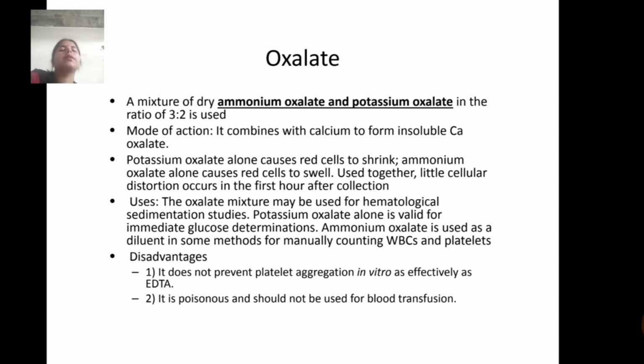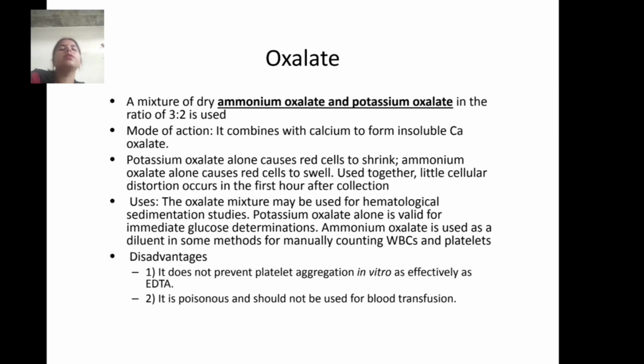Next is oxalate. A mixture of dry ammonium oxalate and potassium oxalate in the ratio of 3:2 is used. Mode of action: it combines with calcium to form insoluble calcium oxalate. Potassium oxalate alone causes red cells to shrink. Ammonium oxalate alone causes red cells to swell. Used together, little cellular distortion occurs in the first hour after collection.